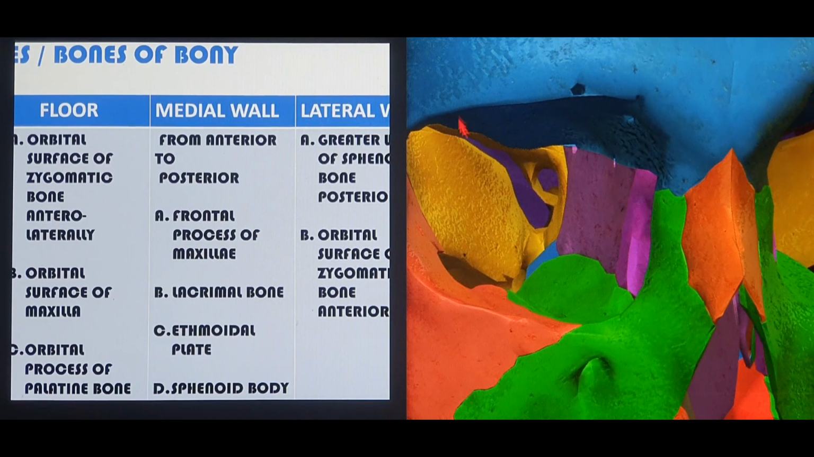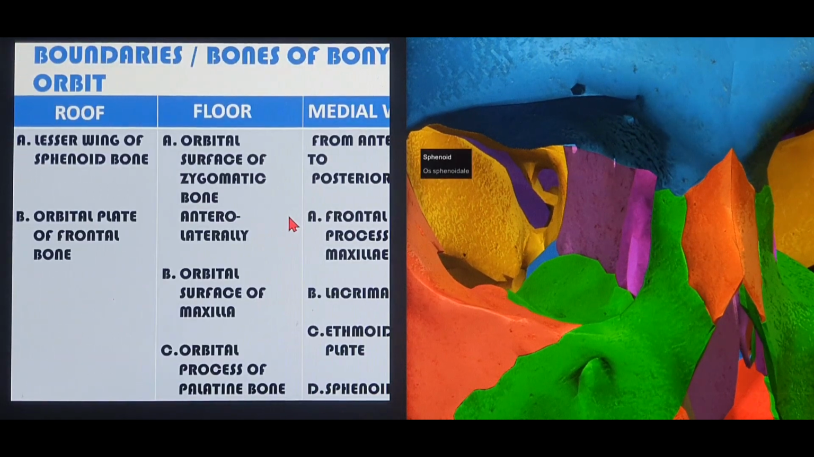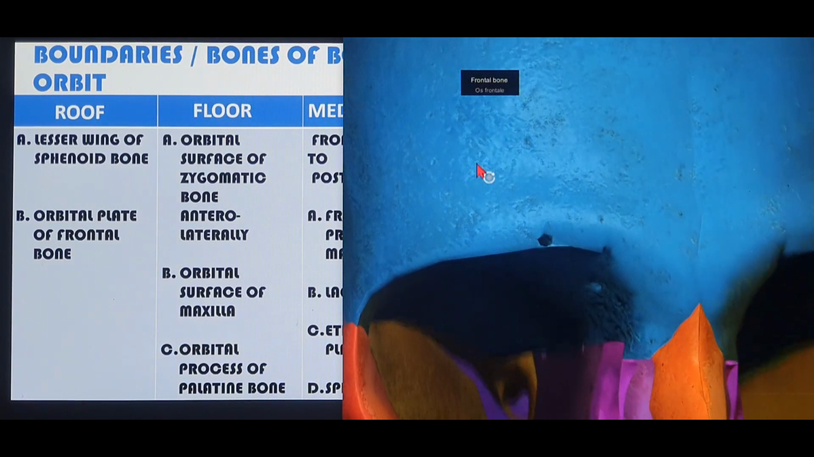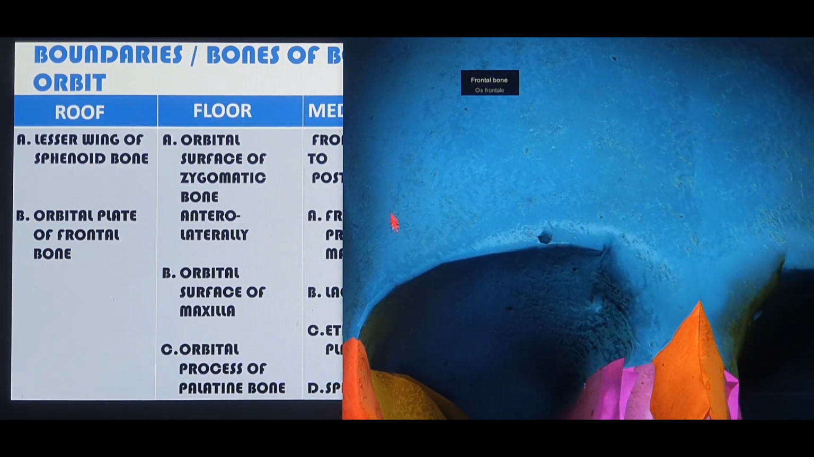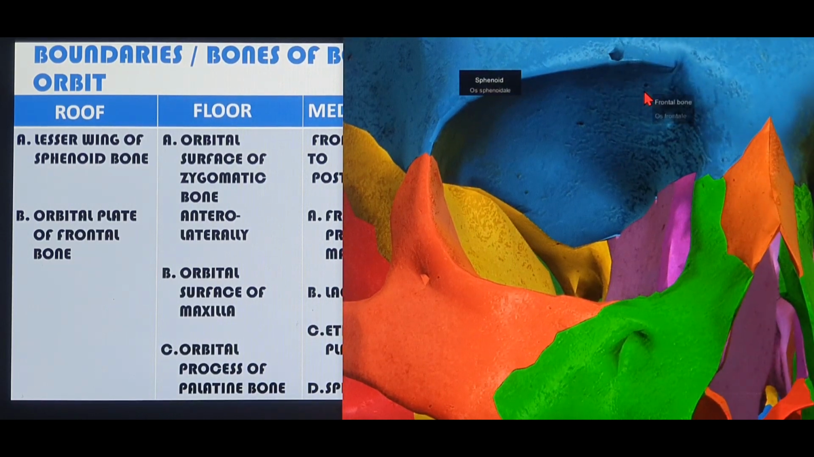Now, if we go towards the roof, as you can see over here. What you can see on the screen is that only 2 bones form that roof. Now, the majority part of the roof is formed by the orbital plate of the frontal bone. If you look very carefully, the entire structure in blue over here is the frontal bone. That's the orbital rim, the superior-most orbital rim. That's the supraorbital notch. That's the supraorbital foramen.